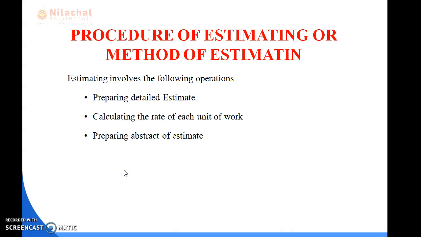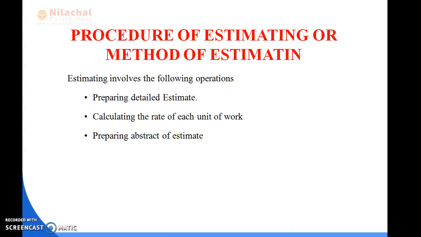Good afternoon, students. In the previous class, we already discussed the estimate, the purpose of estimate, and then the procedure of estimates. The procedure of estimate normally involves three operations. First of all, we discussed preparing the detailed estimate, then calculating the rate of each unit of work. Today we discuss how to prepare the abstract of estimate.